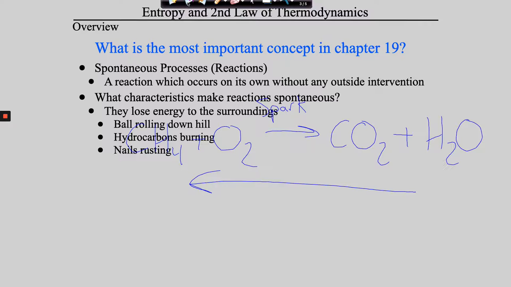Does that mean that every exothermic process is spontaneous? Because that's what we seem to be saying right now, right? Anything that gives off energy tends to happen on its own. Things burning, balls rolling downhill. We'll talk about nails rusting in a minute. All exothermic, and they all happen on their own. But the reason that we can't say definitively that exothermic happens on its own is because there's a whole other kind of energy other than heat that we haven't talked about yet. What's that other kind of energy? Entropy. Let's say that again.